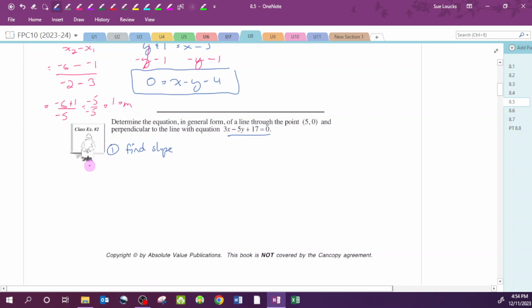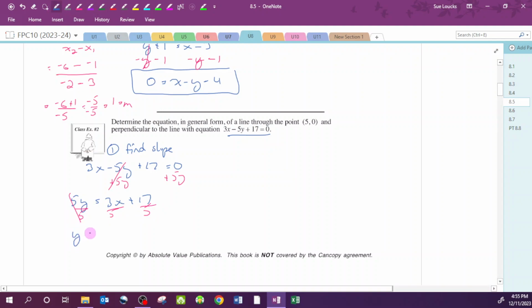So I've got 3x minus 5y plus 17 equals 0. I'm going to add 5y to both sides. When I rearrange it so my y is on the left, I get 5y equals 3x plus 17. Divide that by 5, divide by 5, divide by 5.